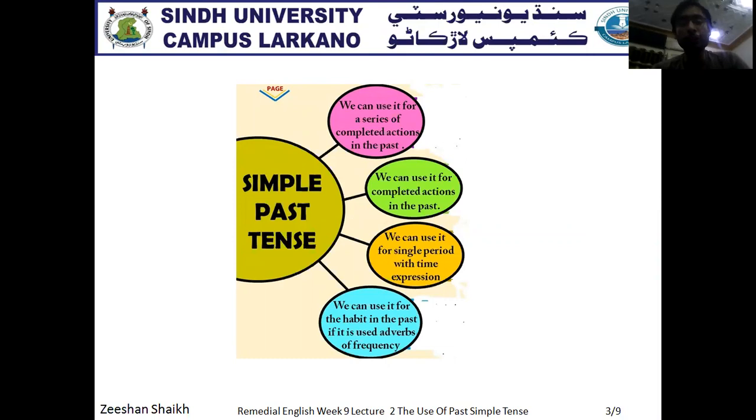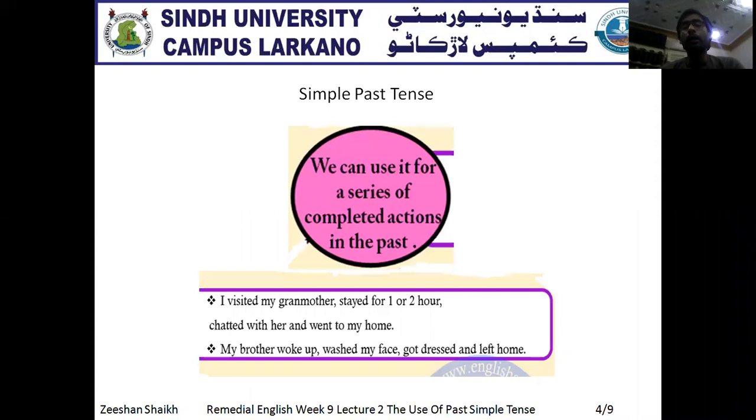Now we have got the different uses of past simple tense. The first one, we can use past simple tense with a series of completed actions in the past. In one example, I visited my grandmother. Now that becomes the first sentence in the past tense, and stayed for 1 or 2 hours. Now that becomes the second sentence. Now it shows what? It shows a series of actions in the past tense. Clear? I visited my grandmother and stayed for 1 to 2 hours. That becomes the series of actions.